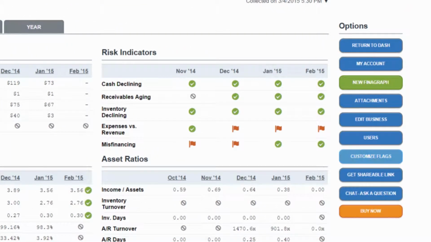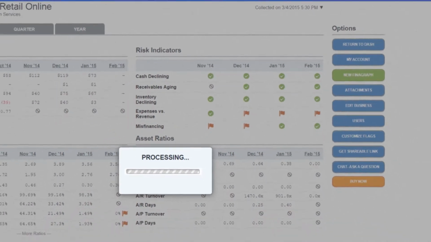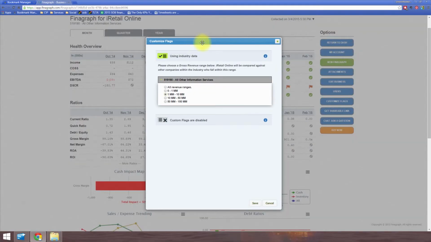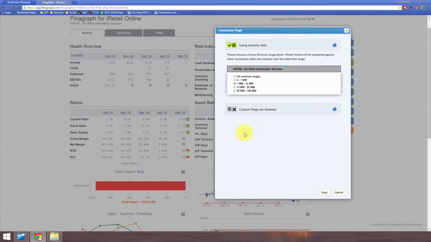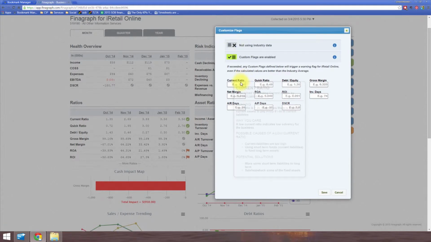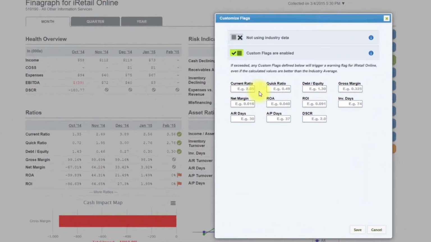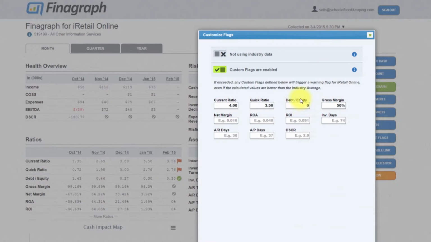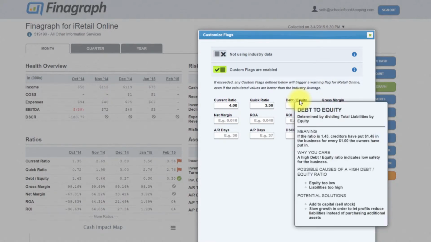So let's do that. Let's go customize flags. And let's say that if our current ratio, and we can look at them over here, and let's turn on custom flags. We can turn off using industry data at the same time. So the current ratio is 3.56, and let's say that our goal is to get it to 4. The quick ratio is 2.76, just looking there in the background. Then great, let's see if we can get that to 3.5. Now we look at debt to equity. And what's cool is notice it gives you the definitions right here. So if as you're going through this you forget what the definition is, no need to cancel and go back. They're smart enough to put this right in here.